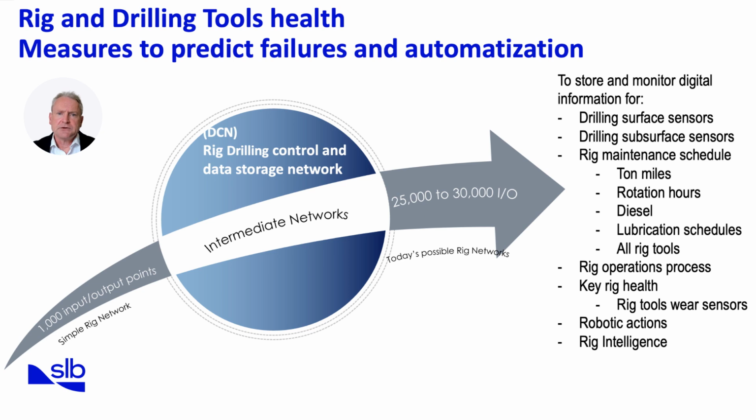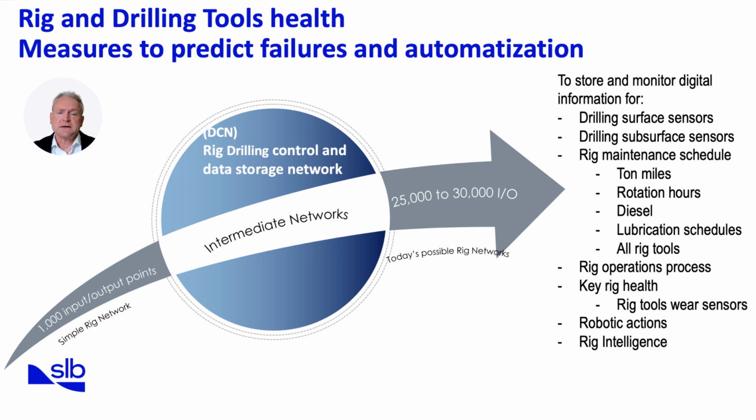This graphic illustrates the evolution of rig data networks. On the left, we see a simple rig network with around 1,000 input and output points. At this stage, monitoring is limited to basic surface parameters and a narrow set of equipment signals. As networks expanded, we entered the intermediate stage, shown in the central circle, where rigs developed drilling control and data storage networks, often referred to as DCNs.